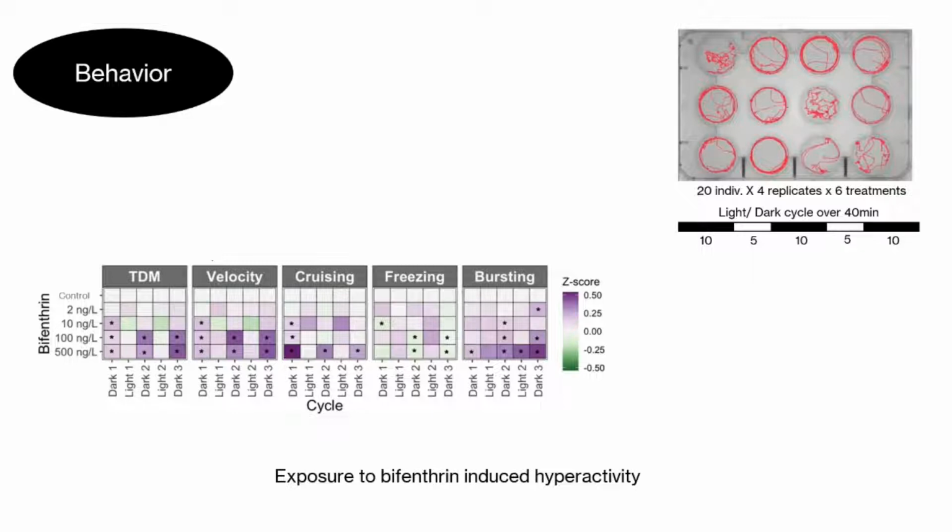If the color is purple, this means that what we measured is higher than in the control, and if it's green, it means that the endpoint measured was lower than the control. We observe that in the dark period, with the increasing concentration, most of the endpoints were higher, meaning that the exposure to bifenthrin induced some hyperactivity.